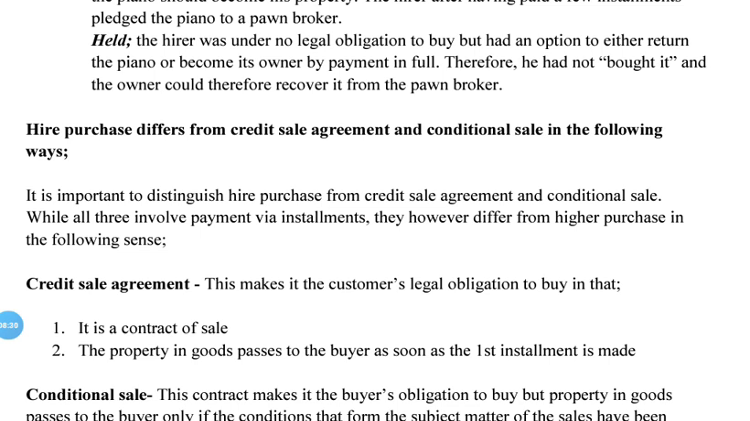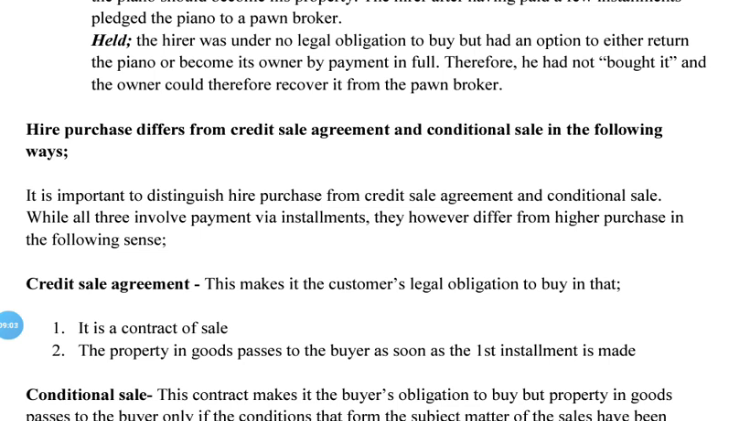What about the credit sales? Credit sales, you buy today, you are given a credit period. Maybe you are given a credit period of 7 days, but immediately you buy, even if you buy on credit, the ownership passes to you immediately, even if you have not cleared the price. So you are given the credit period to pay, but the ownership passes to you immediately.